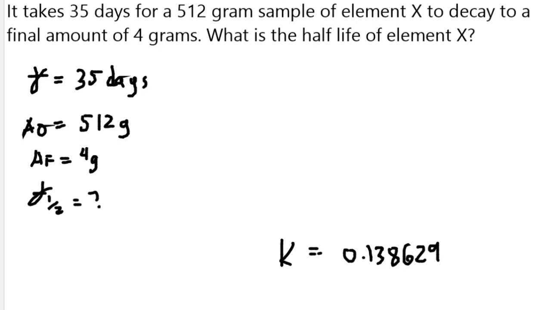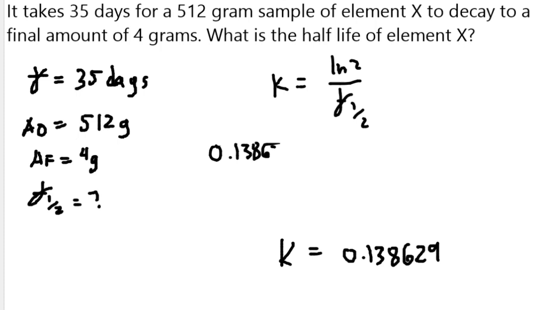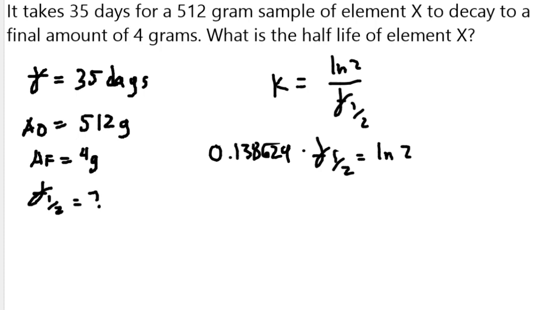Now we can use the equation that we had earlier. k is equal to ln2 divided by the half-life. Now we can just cross multiply and divide both sides by the constant k. So the half-life of this element X is going to be 5 days.